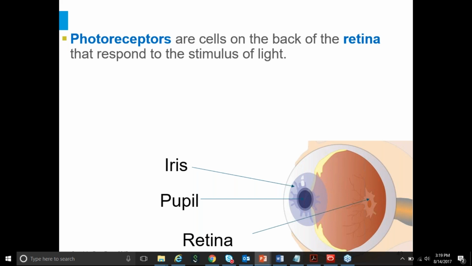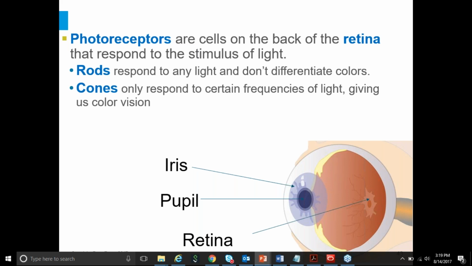And photoreceptors are the cells on the back of the retina that respond to the stimulus of light. Some, the rods, respond to any light and they don't differentiate colors. Others, called the cones, only respond to certain frequencies of light. And since different cones respond to different frequencies of light, that allows us to have color vision. If we look at something red, only the cones that respond to the red frequencies are triggered. The information from the photoreceptors goes to the brain through the optical nerve.